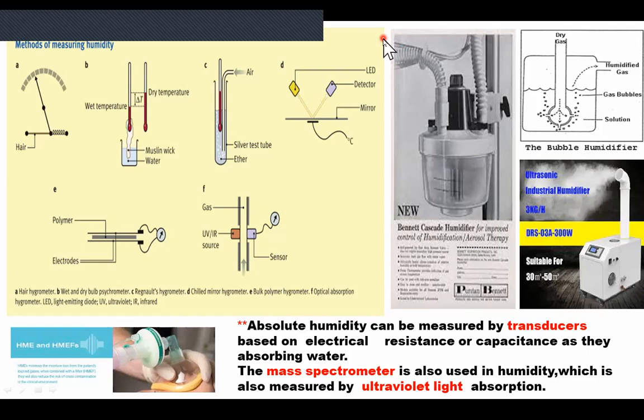And on the left one, we can see the polymer. Polymer is a substance that has large molecules, which are affected, as we can see, by humidity, which is recorded by electrodes. And then we have big diagrams on the right showing the ultrasonic industrial humidifier and the cascade humidifier and the HM humidifier on the lower left part.